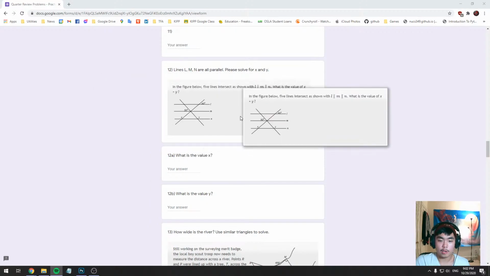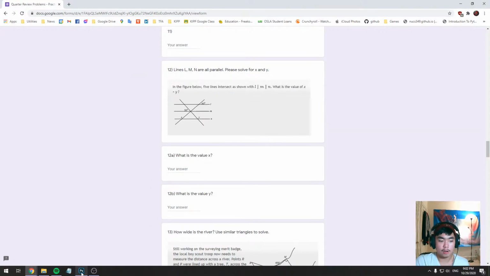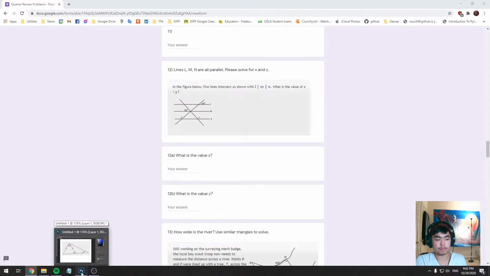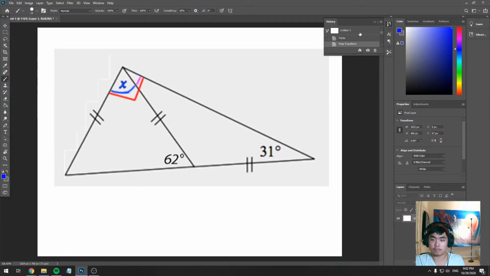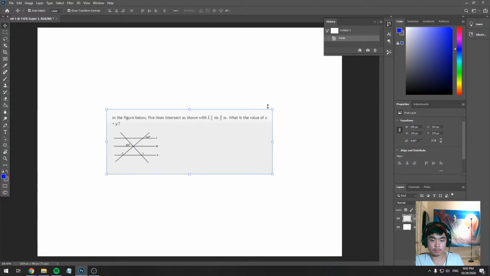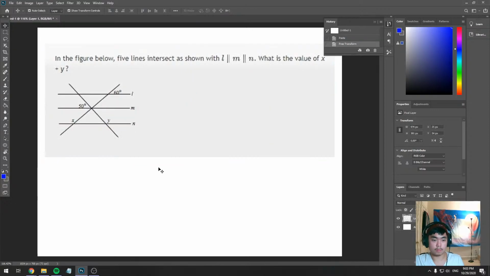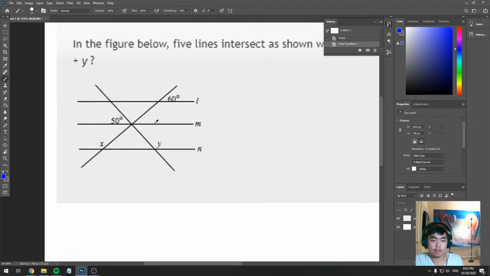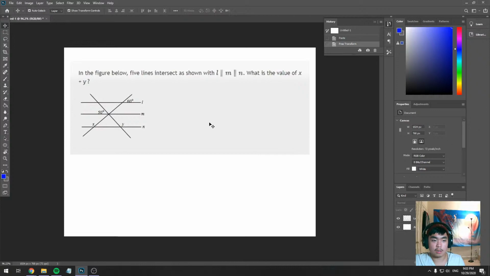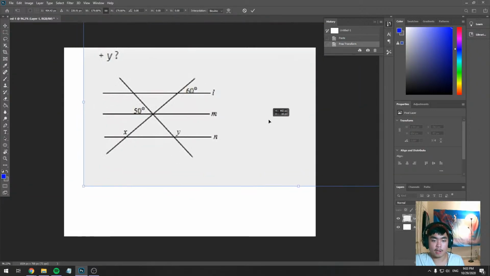All right, okay, and our last requested problem was number 12. In the figure below, 5 lines intersect as shown. L is parallel to M is parallel to N. What is the value of X plus Y? So the question is really, what is X and what is Y?